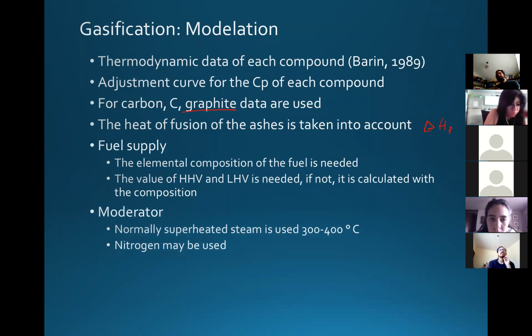And the moderator in this case is a gas that we inject into the system, so it can heat the solution and give oxygen to the combustion section and so on. Many times we use nitrogen as a moderator gas, and the steam should be around 300 to 400 degrees. Okay.